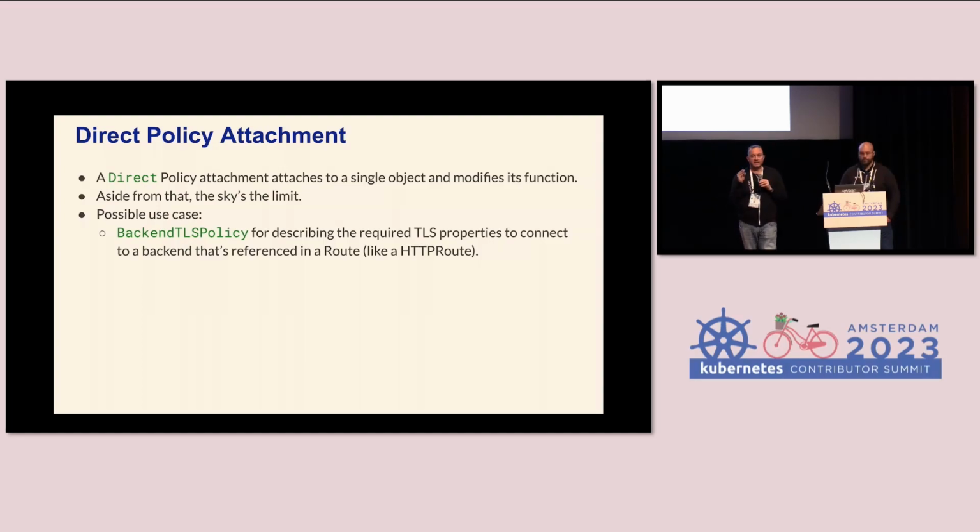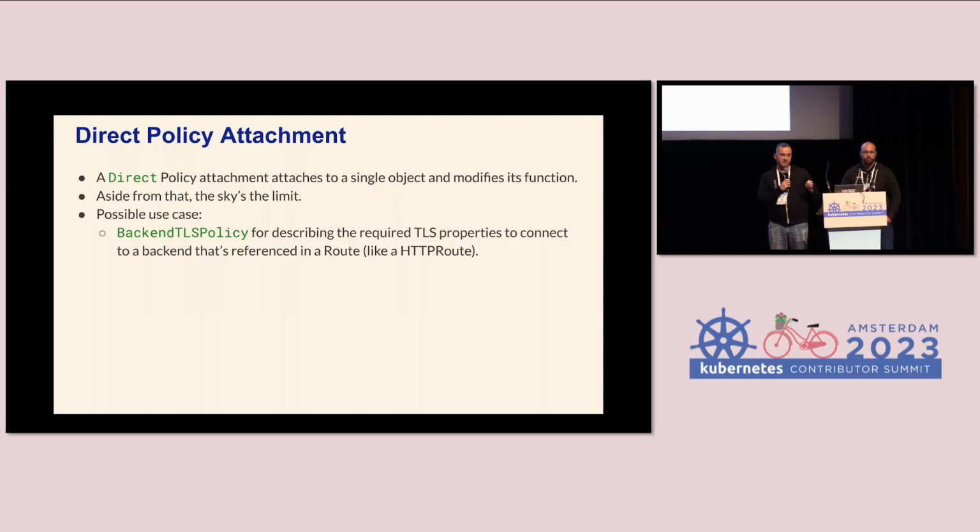The idea here is to have a direct policy attachment that is a one-to-one object that you create that attaches to a specific service instance that says, this service has these TLS properties. It uses this CA, it expects this TLS version, or something like that. So this is a slightly more simple version of the original proposal, which was the inherited one. Lucas, did you have a question?